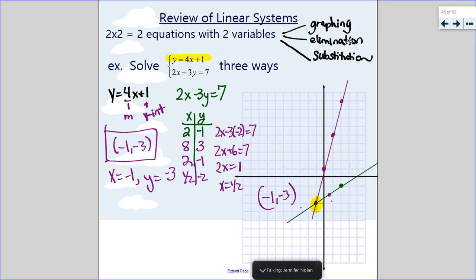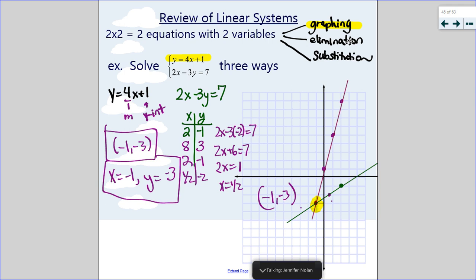Sometimes it works real well. Sometimes it doesn't work as well, but what is important either way is having graph paper so that you can get a really good grid there to read the solution off of. So that is one method for solving systems with 2 equations and 2 variables: graphing. Let's talk about solving by elimination.